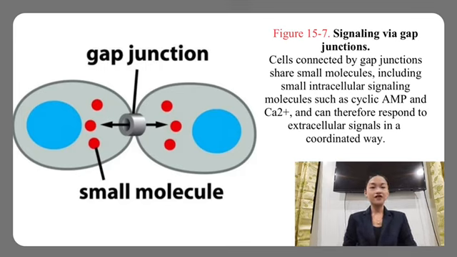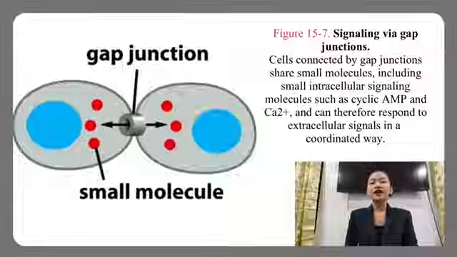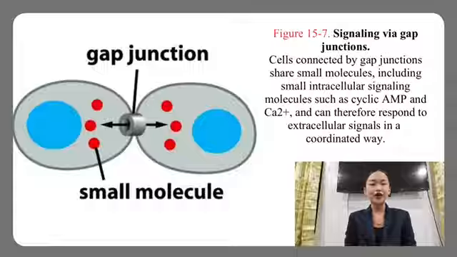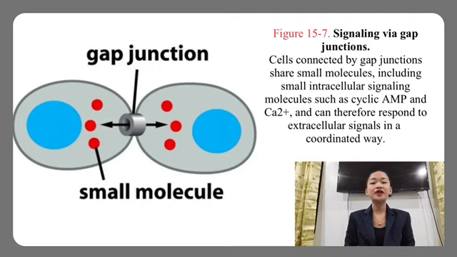Here we can see two cells that are connected by what we call a gap junction. A gap junction acts like a bridge or tunnel between two cells. As you can see in the middle of a gap junction, there are small openings. Through that, small molecules can pass directly from one cell to another. These small molecules include important signaling substances like cyclic AMP or cAMP and also calcium ions. These molecules help the cells communicate and coordinate their actions.